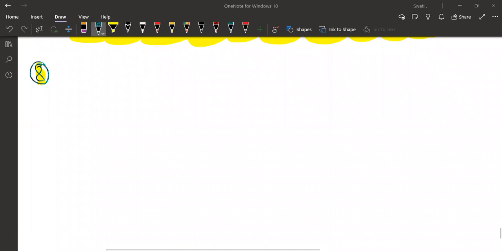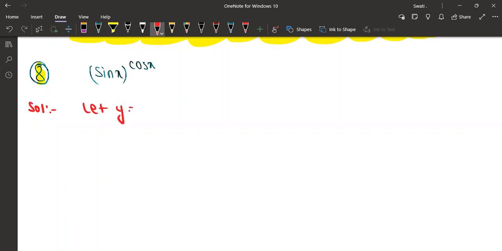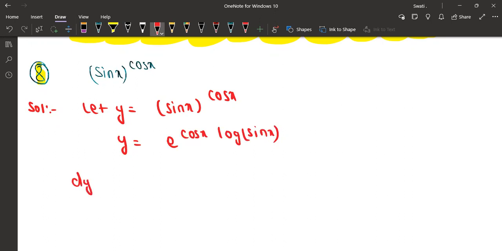the next question we have is, we have to differentiate sin x raised to cos x. Same thing again, we will take this function as y. So let y is equal to sin x raised to cos x. Again, using the property of log, we can just write this as e raised to cos x log sin x.